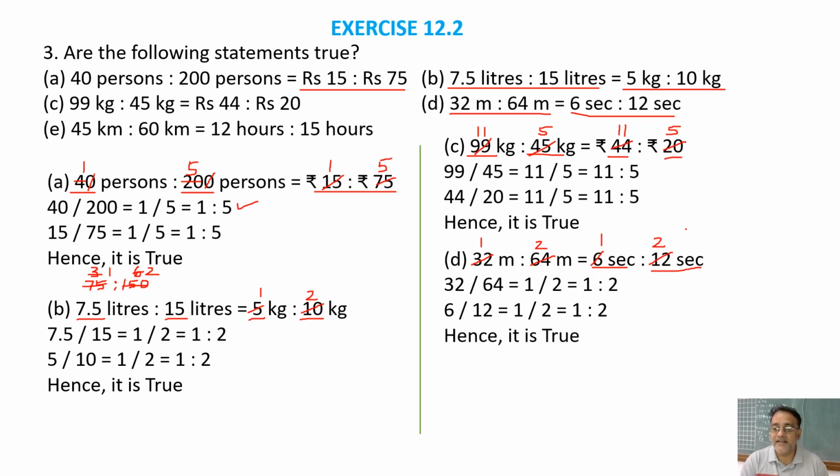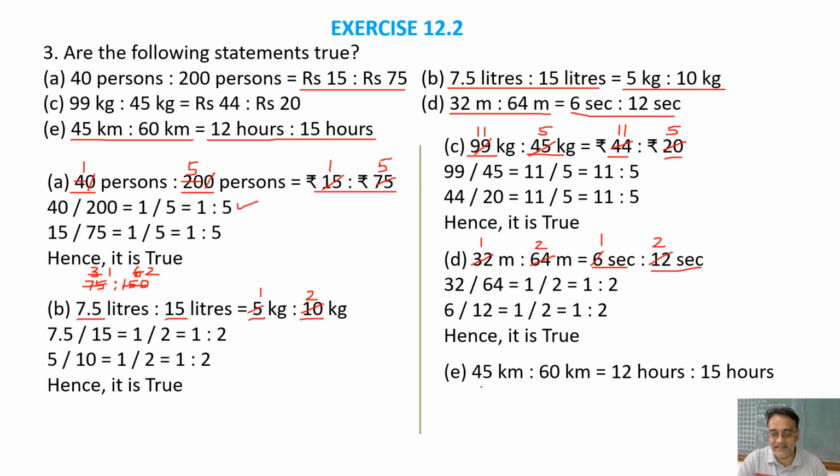Right. So अभी क्लास एक और बिट कर लेते हैं. 45 किलोमीटर is to 60 किलोमीटर and 12 hours is to 15 hours. So 45 और 60 को हम लोग 15 से डिवाइड करेंगे पहले. 15 3s are 45, 15 4s are 60. So we are getting 3 by 4. 3 is to 4. Very good, 3 is to 4.